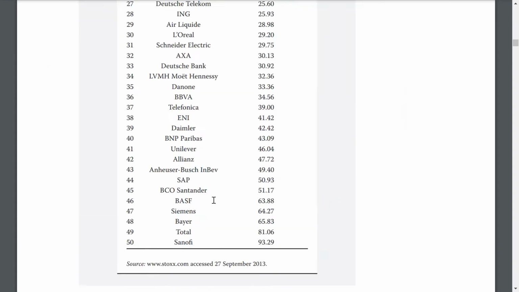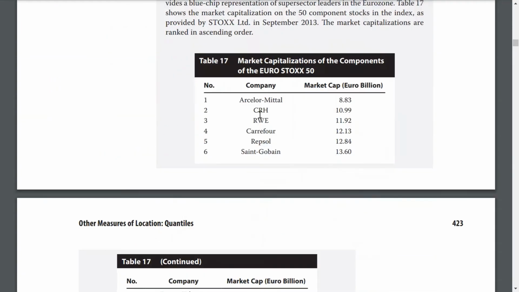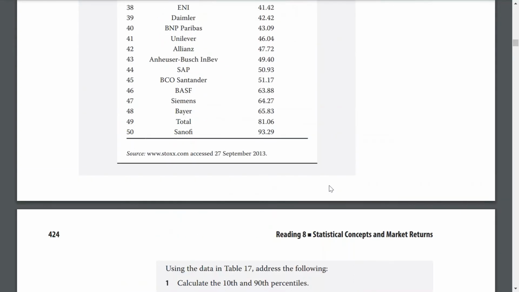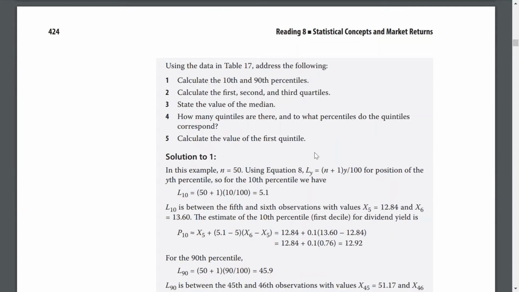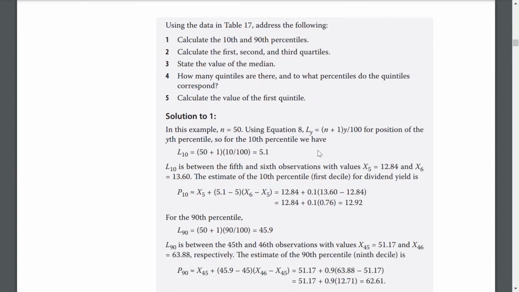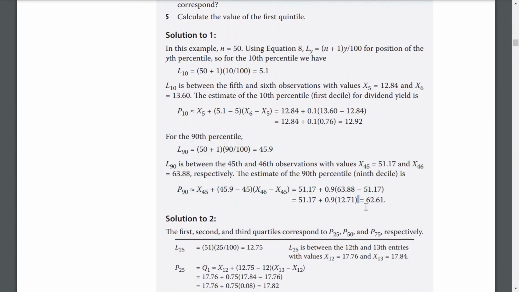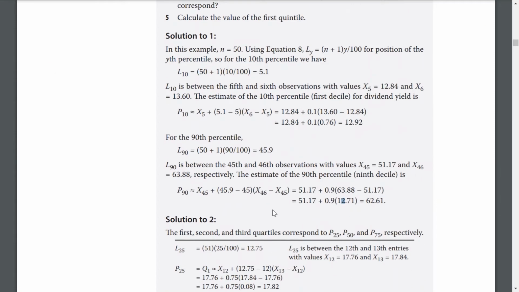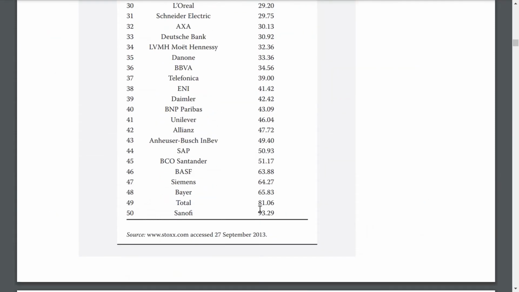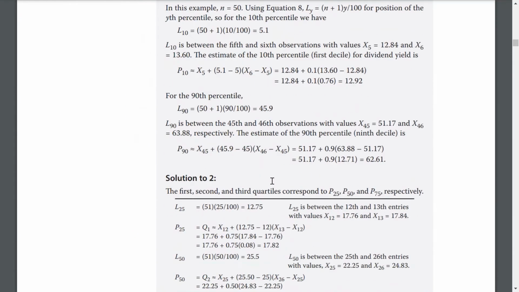It's already in ascending order, so we just have to look at the 5th and the 6th, between Repsol and Saint Gobain. I don't know what kind of language that is. I just speak Spanish and English and Chinese, so I don't know what that is. Anyways, the 90th percentile is also really similar. Instead of 10%, we have 90%, and all the rest is the same, which gives 45.9. So we look at 45.9, which is between the 45th and 46th observations, 50.93 and 51.17. So we put them together and we get this.